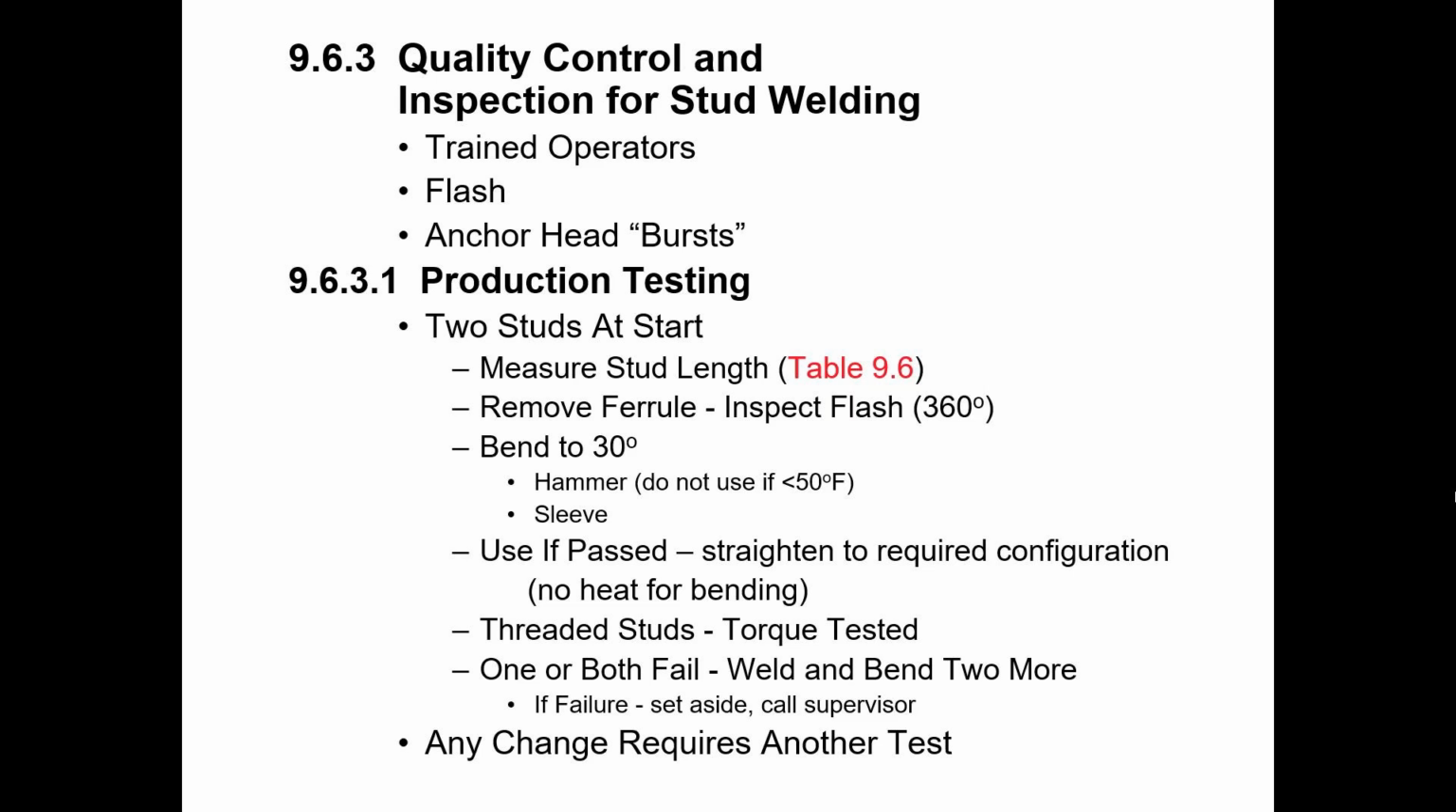And then you're going to bend that stud from vertical to 30 degrees. You can use a hammer or a cheater bar or a pipe sleeve or something like that to bend it over. If you are using a hammer, don't use it if we're talking about temperatures of less than 50 degrees Fahrenheit, because at those lower temperatures, the steel could be embrittled, and the impact of the hammer could damage it. So bend it over using a sleeve if you're in cool temperatures. But generally, both methods are accepted.